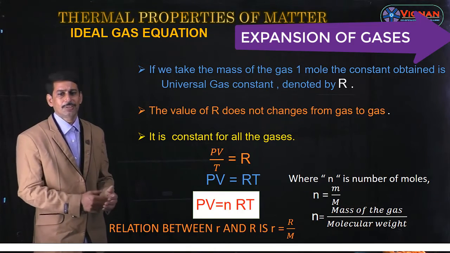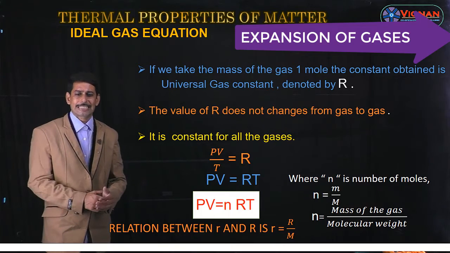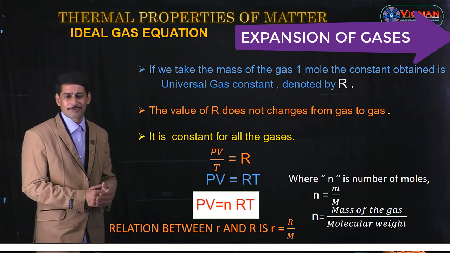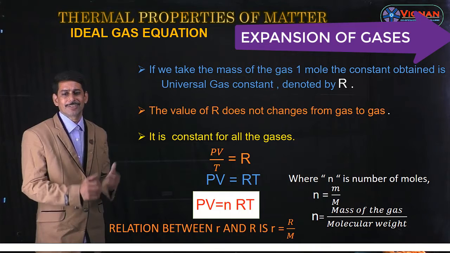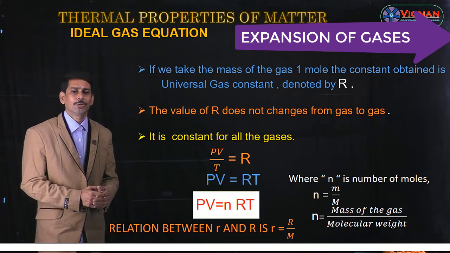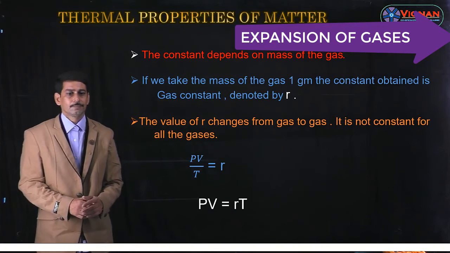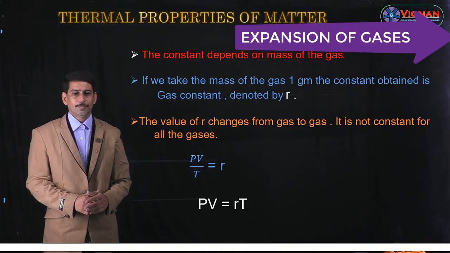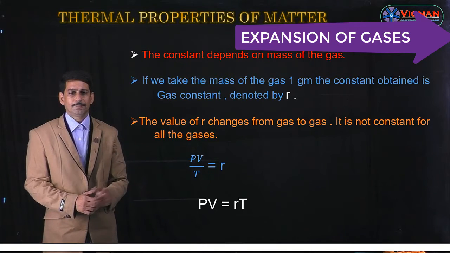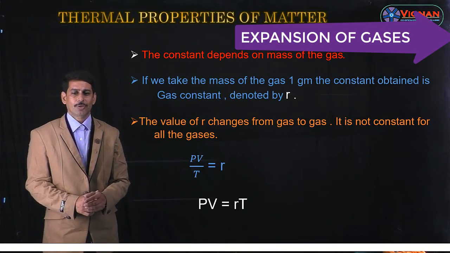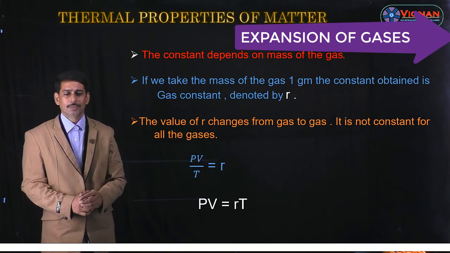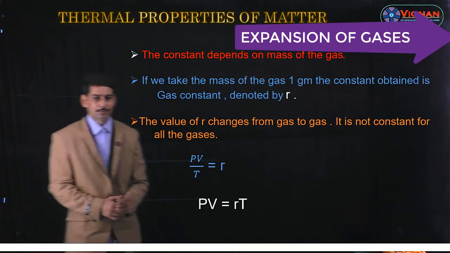So this is about the ideal gas equation. So what is the ideal gas equation? PV is equal to nRT is one of the forms, or you can write P1V1 by T1 is equal to P2V2 by T2. So PV by T is equal to a constant. If we take the constant as small r, PV by T is equal to r, and PV is equal to rT.